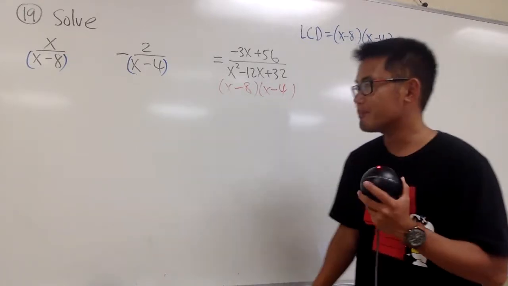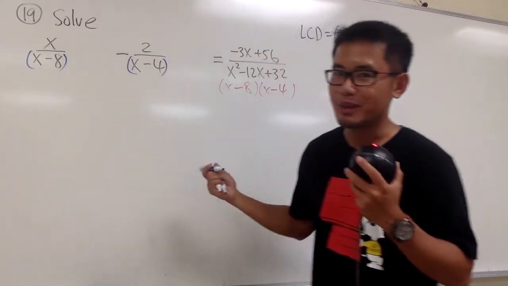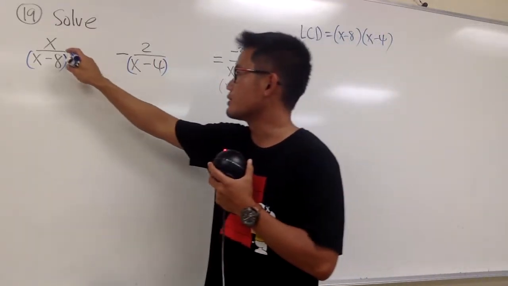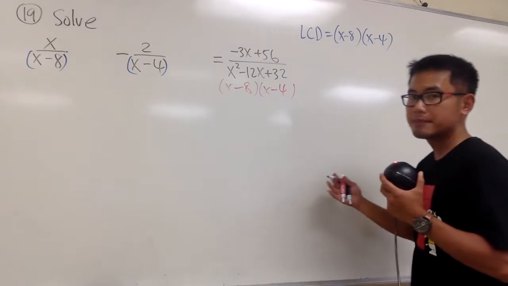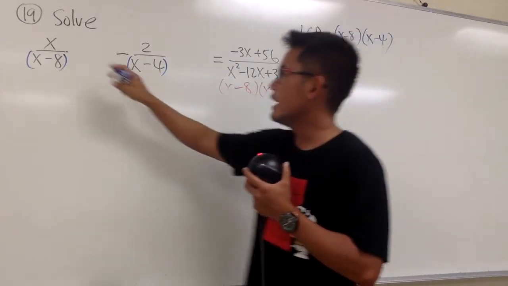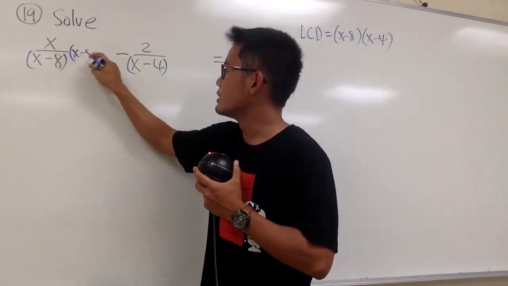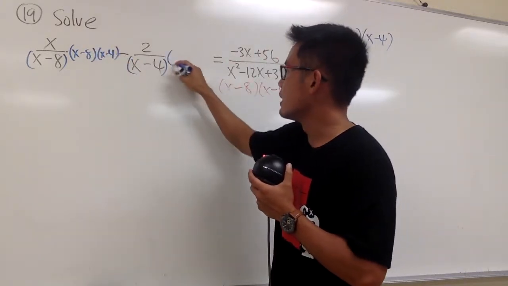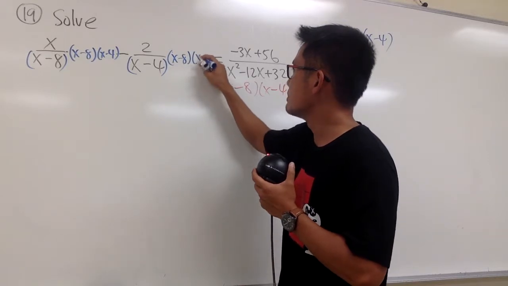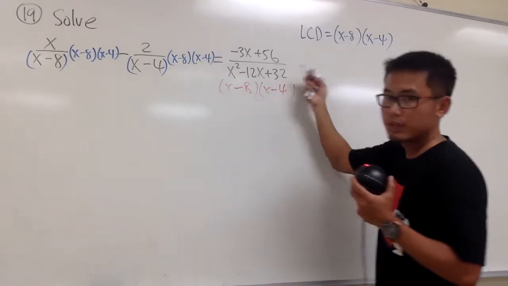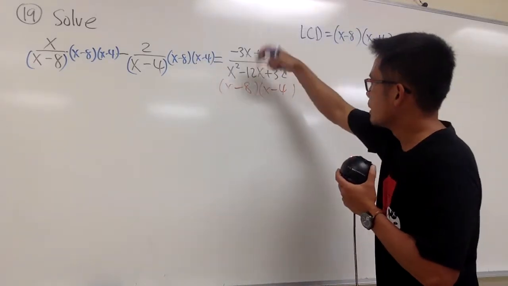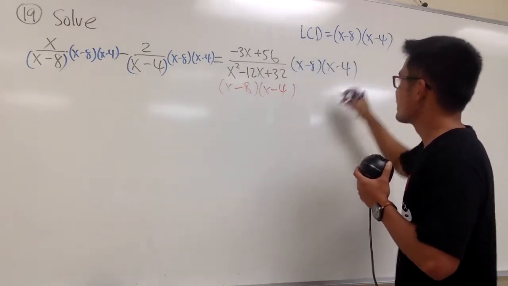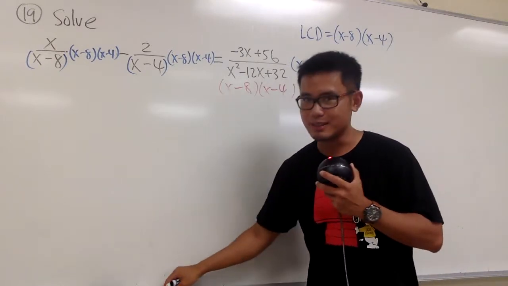And you know the deal. I put down this space right here because I can just write down the LCD right next to it, right? So let's go ahead and do that. Multiply x minus 8, x minus 4 right here with the first one. And then for the second one, we'll do the same thing. x minus 8, x minus 4. And then don't forget to do the third one right here as well. Multiply this right here by x minus 8 times x minus 4. Okay, so that's the setup.